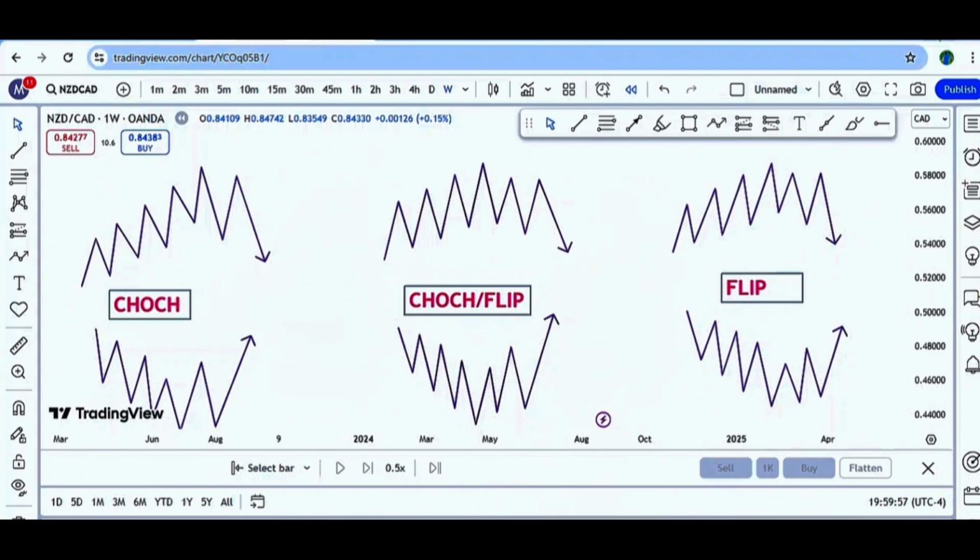As an SMC trader, we use three models. Many people use one of these. Many people use the first one, which is the choke, while some people don't know how to use the choke flip. And I'm going to tell you the one that is best for you to be taking your trade, the A plus setup.